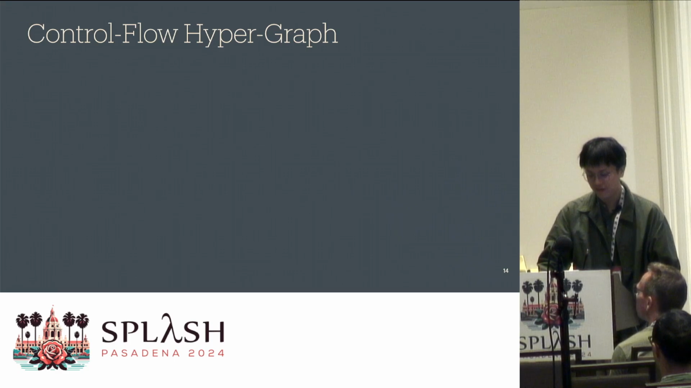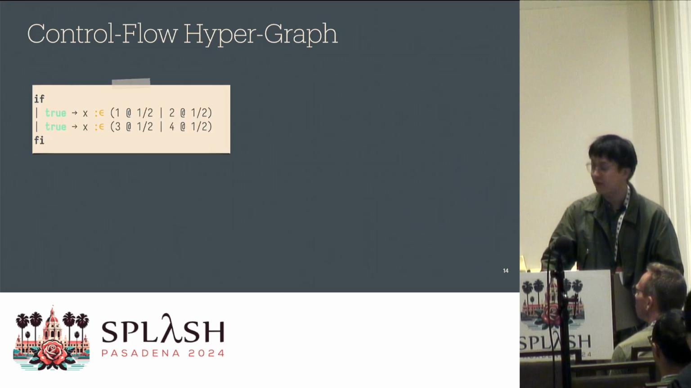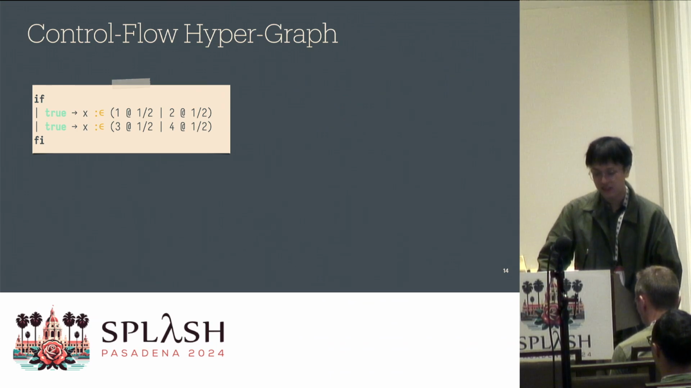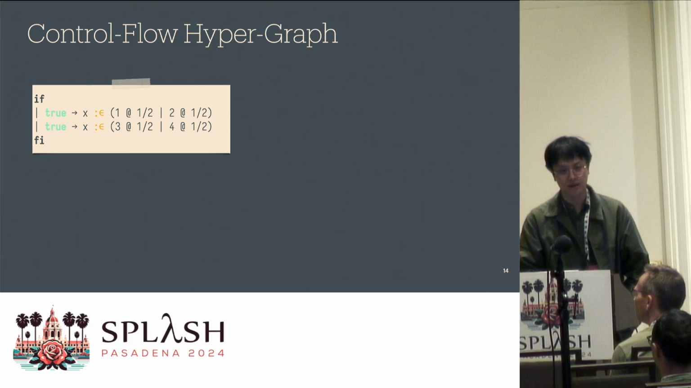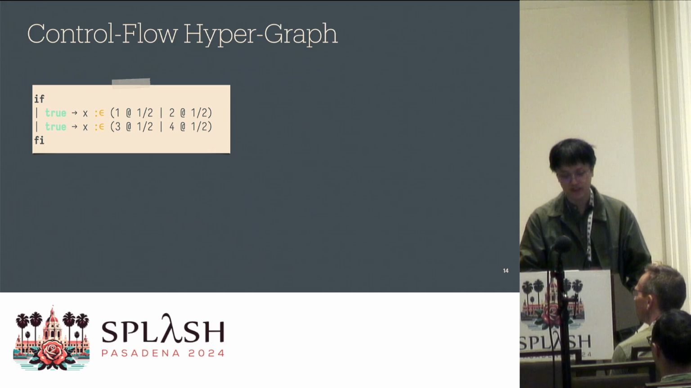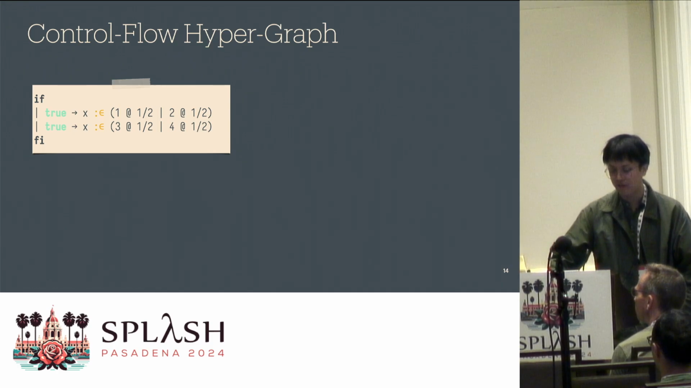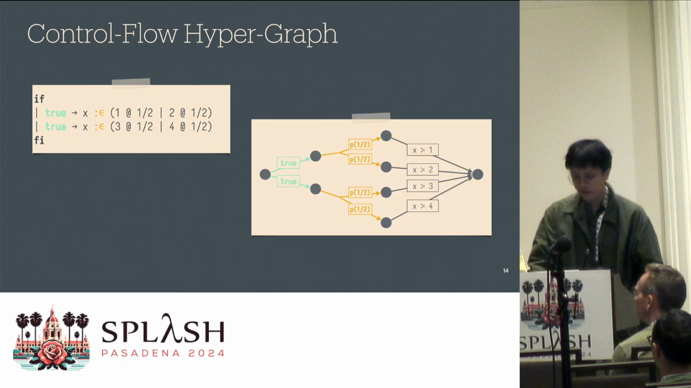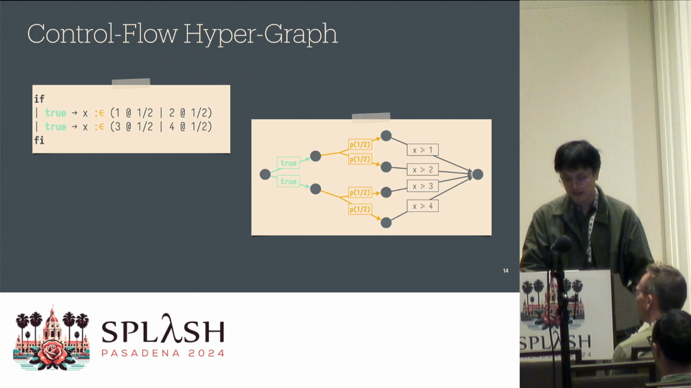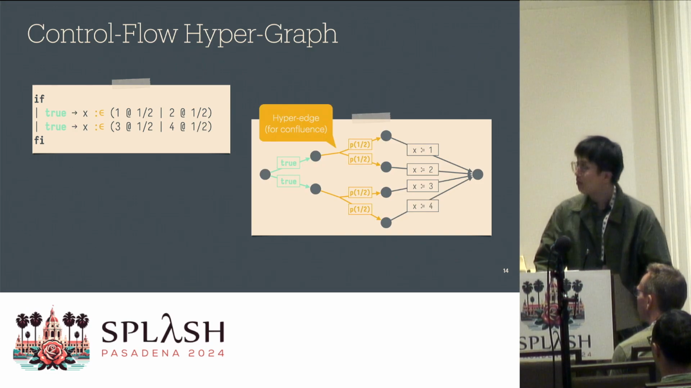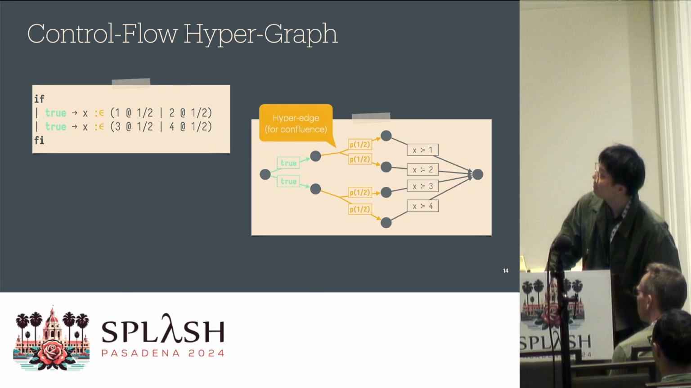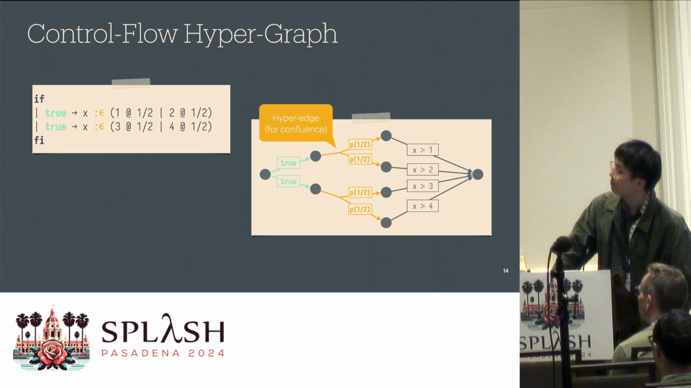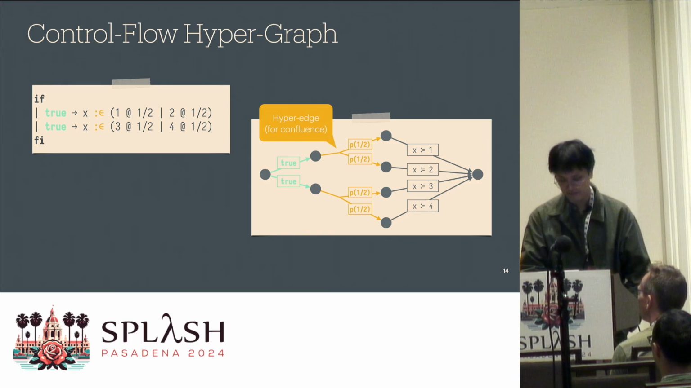To see why we need that, consider this kind of non-deterministic program, which will first make a non-deterministic choice, and then in one branch, it assigns x the value 1 or 2 with probability 1/2. And in the other branch, it also randomly assigns variable x the value 3 or 4 with probability 1/2. So we can represent the control flow of this program as a control flow hypergraph in the sense that we have these yellow edges, which are hyperedges. Each has one source node and two destination nodes to represent such control flow.